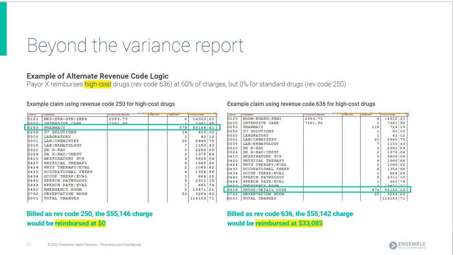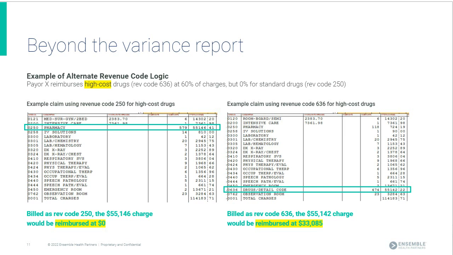And I'm not saying this was billed incorrectly. For that particular drug in this example, a 250 is perfectly viable. But also, if you do the research on that drug, a 636 is perfectly viable. So by simply changing that revenue code to a 636, which again is perfectly accurate, your reimbursement goes from zero to $33,000.